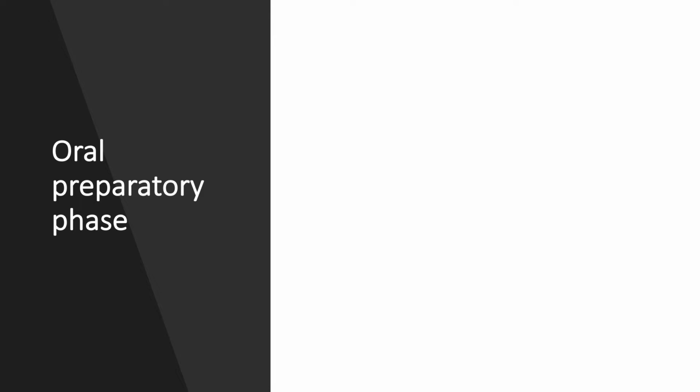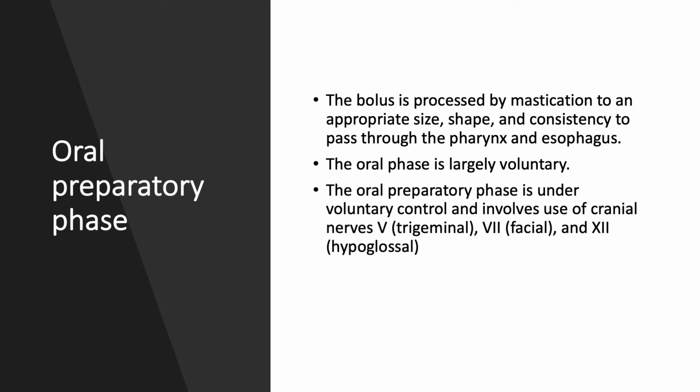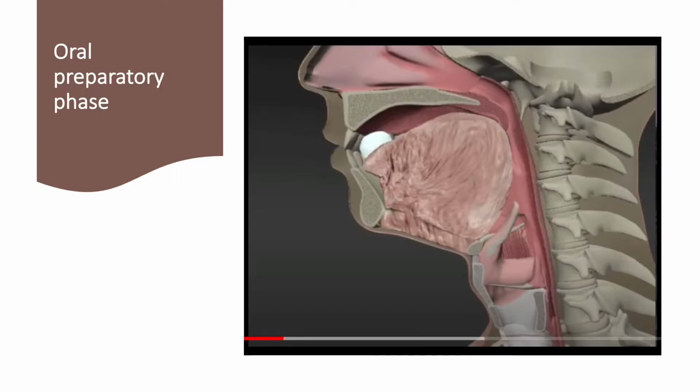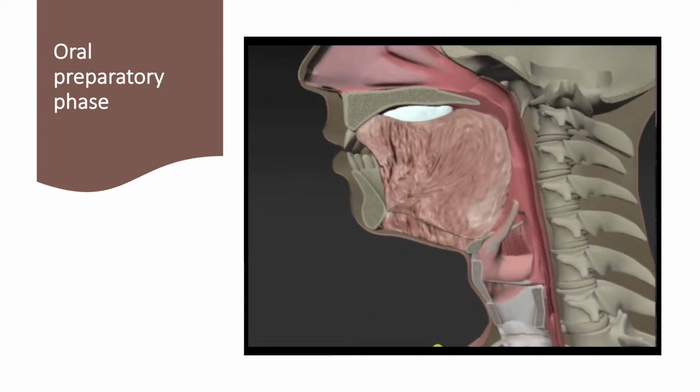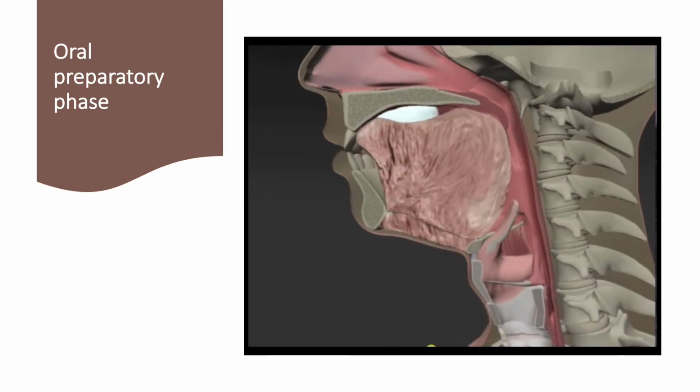In the oral preparatory phase, the bolus is processed by mastication to an appropriate size, shape, and consistency to pass through the pharynx and the esophagus. The oral preparatory phase is under voluntary control and involves the use of cranial nerve 5, the trigeminal, 7, facial, and 12, hypoglossal. The tongue is a critical part of this phase, both for controlling the food so that the proper chewing can occur and for directing the bolus to its proper position for swallowing.